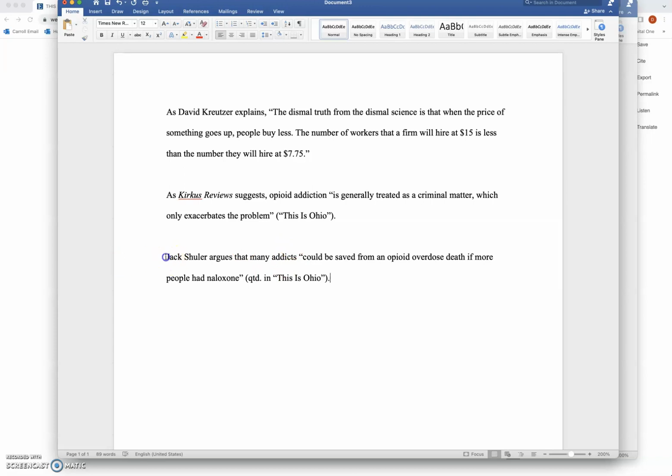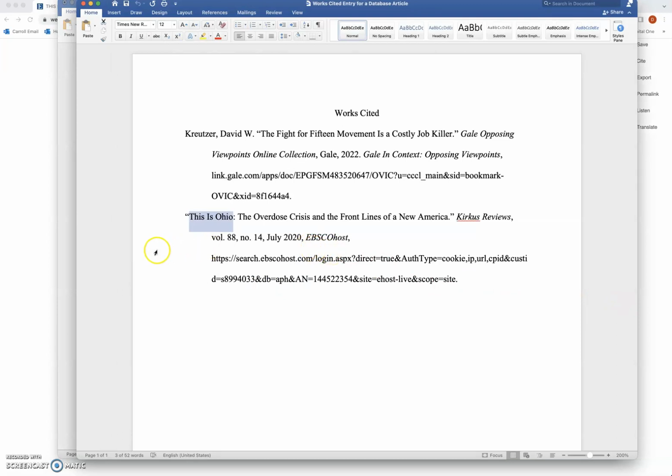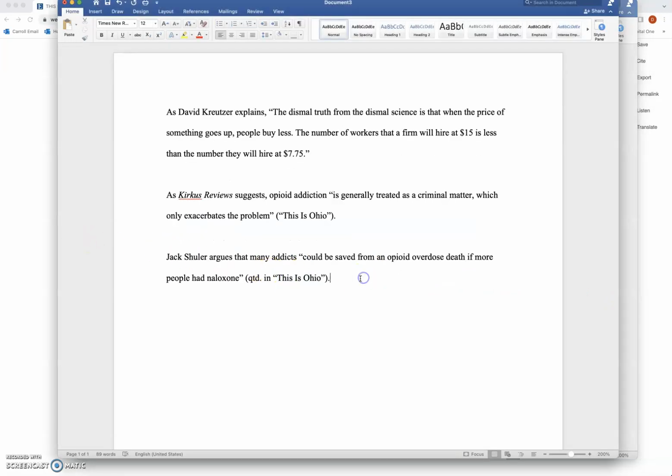And in that situation, you have whoever said the words of the quote in the signal phrase, and then quoted in, and the first words of the article that it came from. And you know, if this had come from Kreutzer's article, we would do that, right? We would say, quoted in Kreutzer if it came from there, right? It doesn't have to come from an article that begins with a title. It could also come from an article that begins with an author. But of course, we know in this case that it came from "This is Ohio."